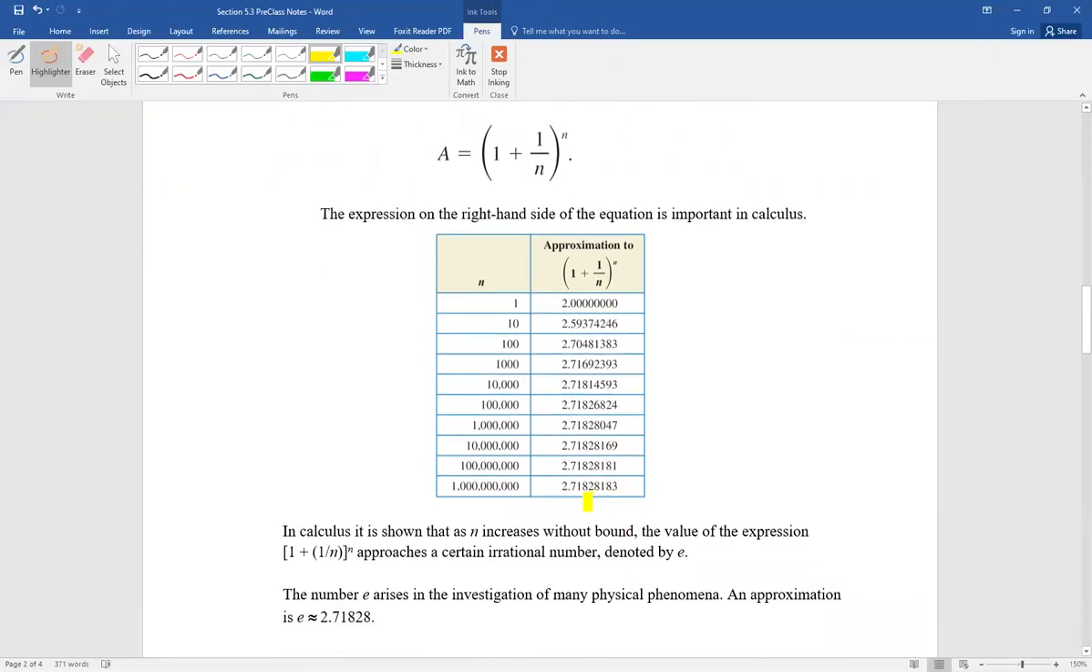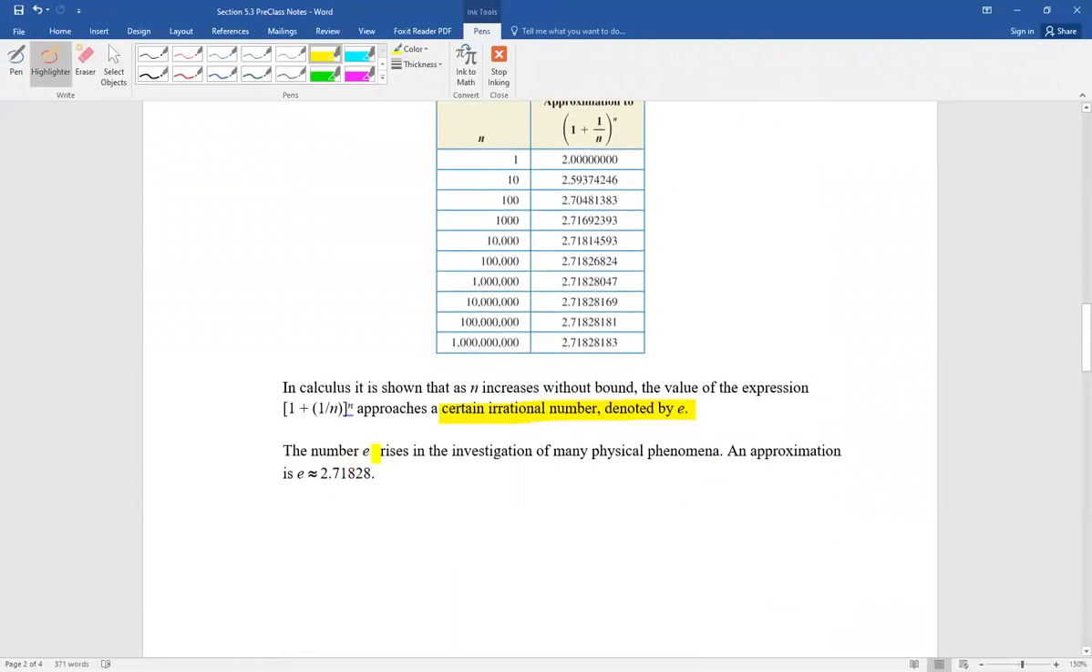Now, this is kind of also like pi. So this is a special number where this is a non-repeating, non-terminating decimal. And it is found by taking the limit of this. So we don't know calculus yet, but in calculus they show that as n increases without bound, the value of this expression approaches a certain irrational number that we denote by e. So this is our financial number, essentially, because it has to do with this compound interest formula, whereas pi has to do with circumference and diameter of a circle.